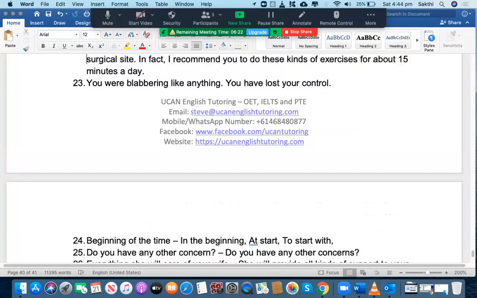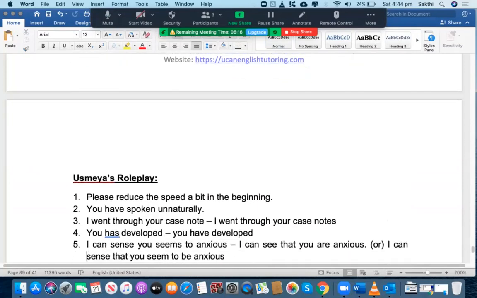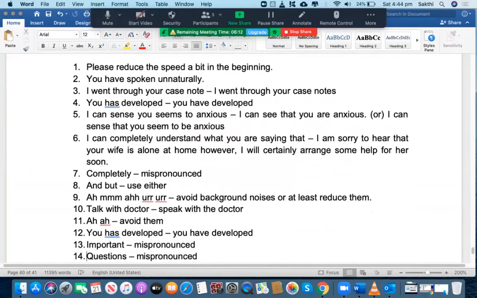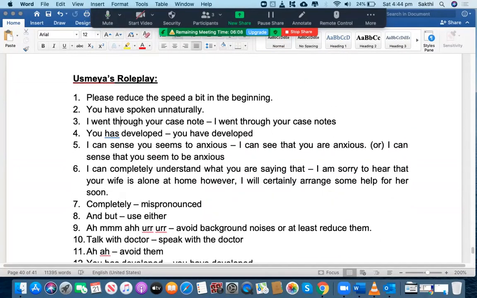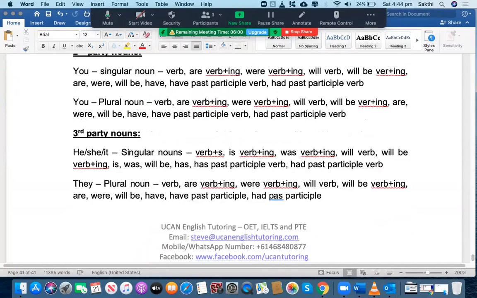Let's go through this. "You has developed." This was done by, I think, Usmia. Yes. When you scroll down, here I told you that "has" can only be used with the third person singular noun, which means he, she, it. I'm not he, she, it, am I? I'm "you," because I'm the patient sitting in front of you. So you need to say "you have developed." "You" goes with "have developed." So what you have done is incorrect.